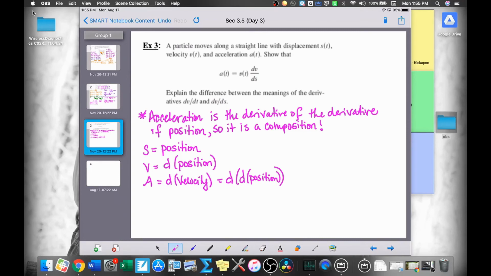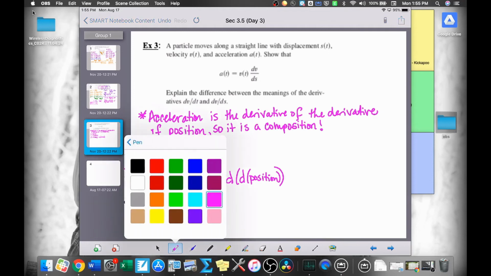So this example says a particle moves along a straight line with a displacement s of t, there's our position function, a velocity v of t, there's our velocity, and an acceleration a of t. Show that a of t is equal to v of t times dv/ds. Explain the difference between the meanings of the derivatives dv/dt and dv/ds.